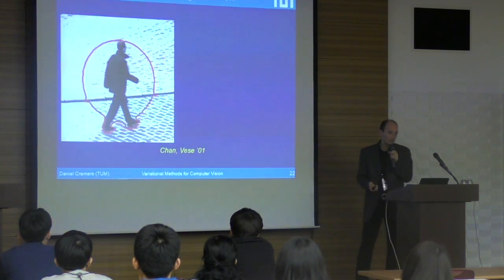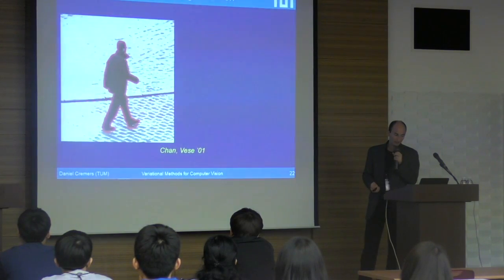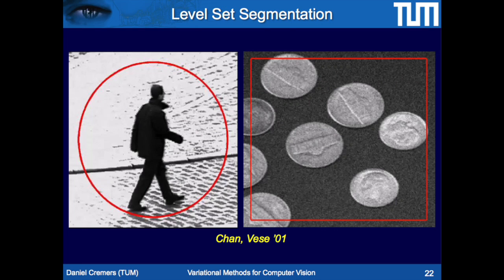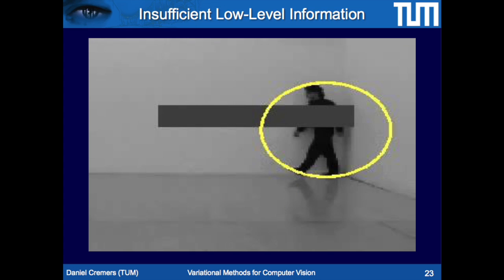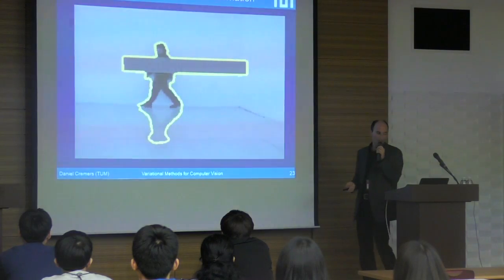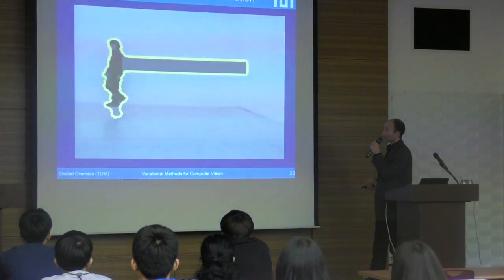This was done, for example, by Chan and Vese. Here's their method. And you see nicely how you can segment multiple objects. You don't really have to specify how many objects there are. And you can track people, and here I added this bar to make things a little bit more difficult, so the person is behind this artificially added occlusion.